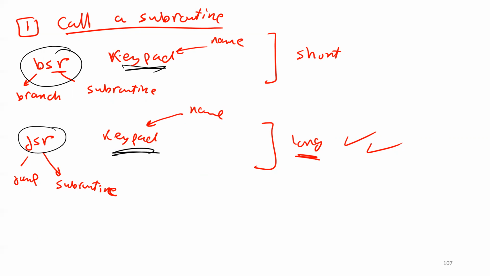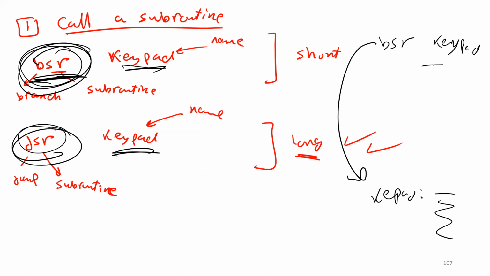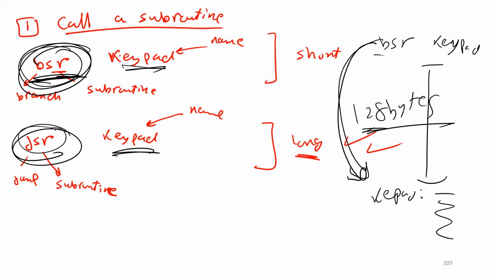So what is the difference between these two instructions? Very simple. BSR is short, and JSR is going to make a long branch, a long jump. What do I mean by short and long? For example, here, BSR keypad, and keypad is stored somewhere in the memory. So the question is, how many bytes are from here to here? How big a jump can we make? If it is only 128 bytes, as I explained before, you can use BSR.